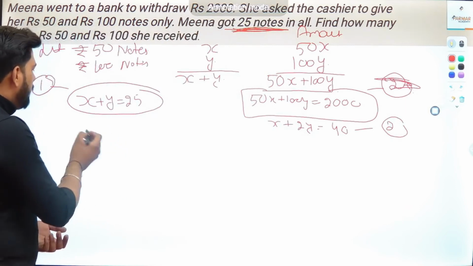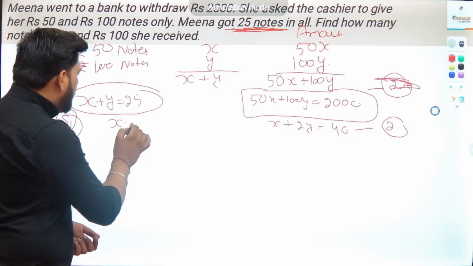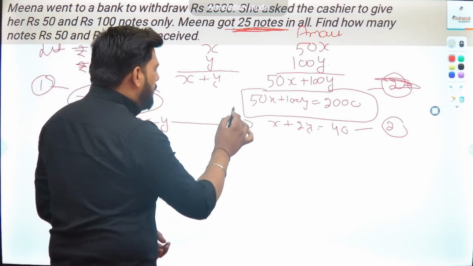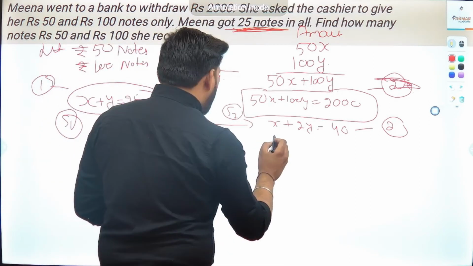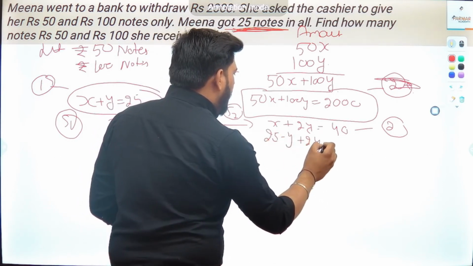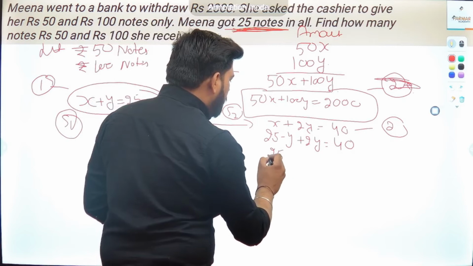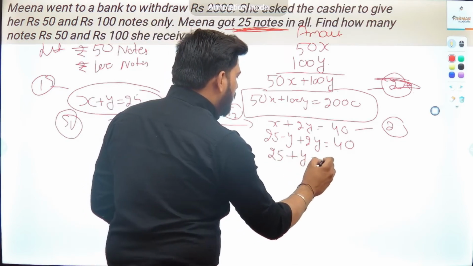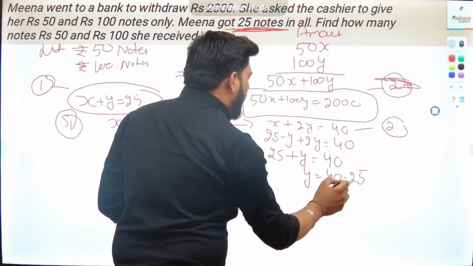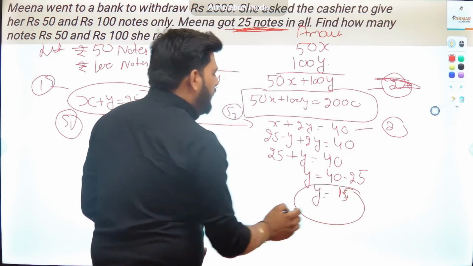So again, from step 1, we will find the value of X or Y from the first equation, that X is equal to 25 minus Y, and substitute that value in step 2, in equation number 2, that is X: 25 minus Y plus 2Y is equal to 40. That is 25 plus Y is equal to 40, and Y is equal to 40 minus 25, that Y is equal to 15.